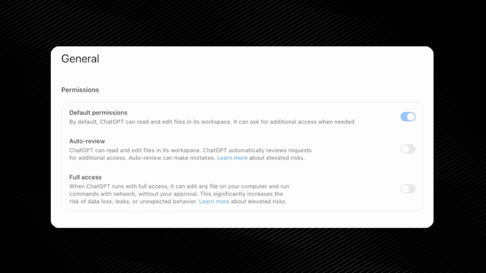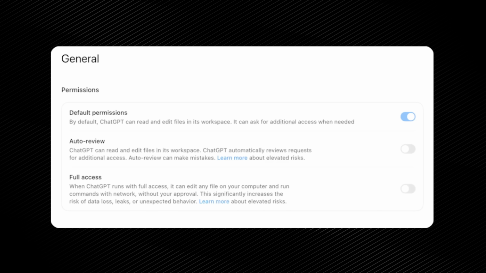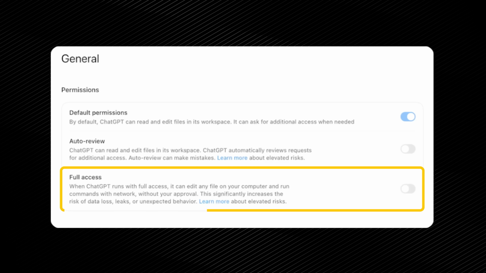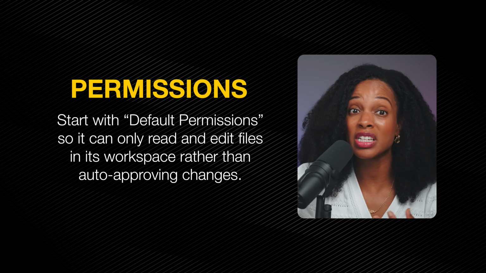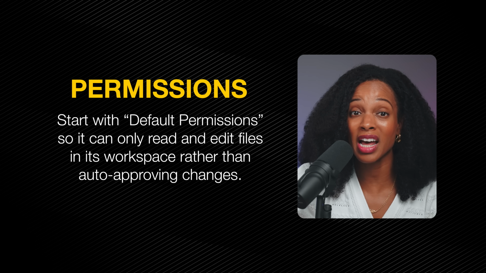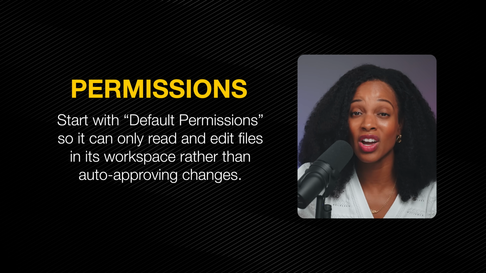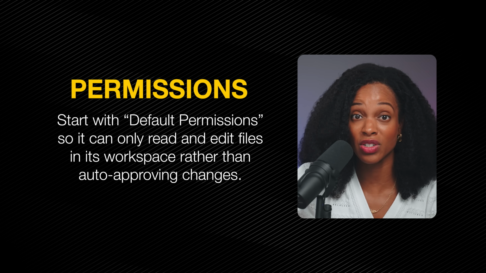I also wanted to talk about permissions for a second. Within your settings under General, there's different permissions that you can set. There's the default, auto review, and full access. I would recommend trying to start out with default permissions so that it can only read and edit files in its workspace and ask for extra access when it needs, rather than just auto-approving changes. And I would avoid full access unless you absolutely need it, because then work can edit any file on your computer and run commands without your approval, which increases the risk of data loss or leaks.